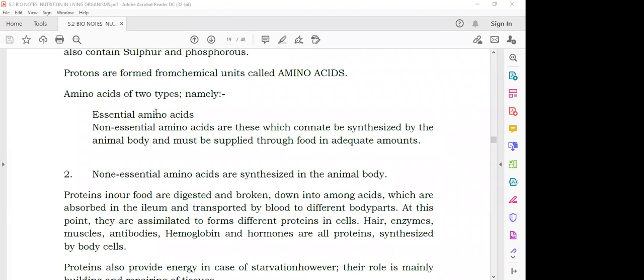I had a question: which deficiency disease is associated with insufficient essential amino acids in the body? Okay, right. Next time put up your hand and do the same. That is kwashiorkor.